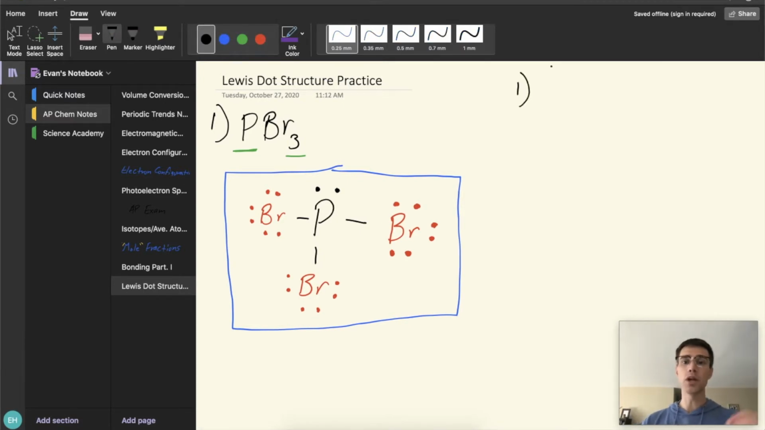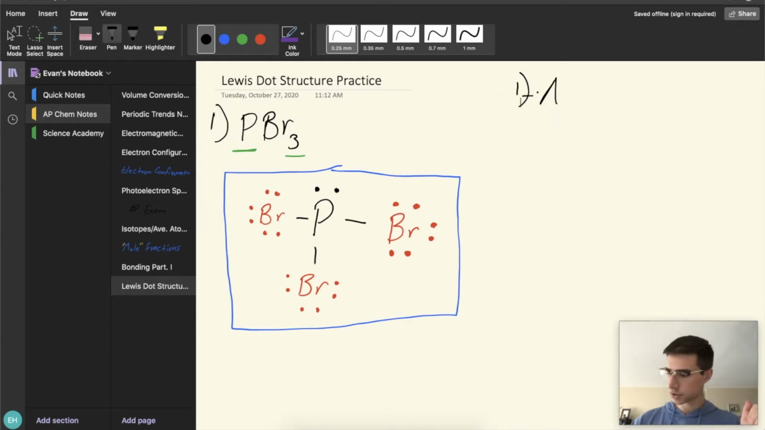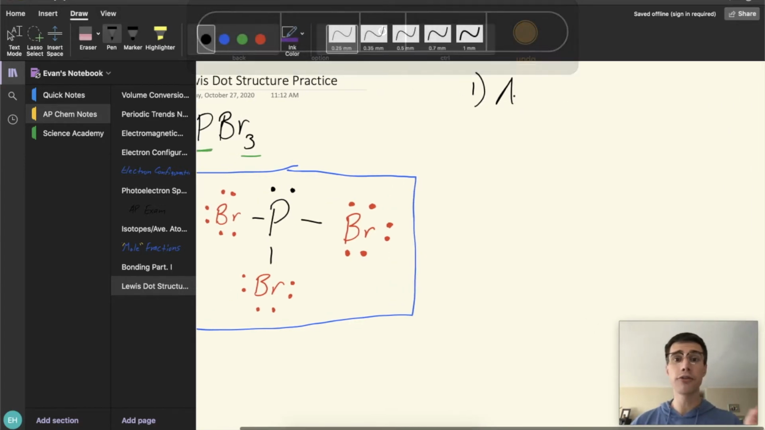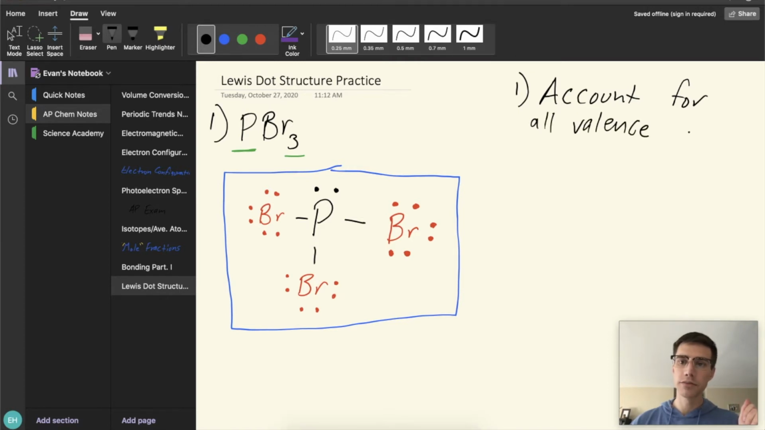Part 1, we always want to make sure, and I'm going to start with this after this example for the next few, I'm going to start with looking at these things. So part 1, we want to make sure we have accounted for all valence electrons, okay? That's part 1. So let's check and see if we did that here.